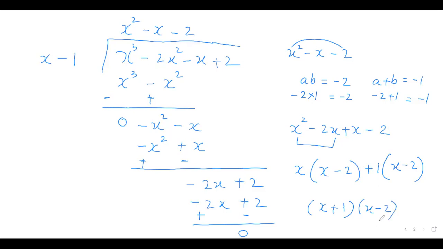So I got all the three factors of that cubic polynomial. So what is the final answer? Final answer is x minus 1, x plus 1 and x minus 2.